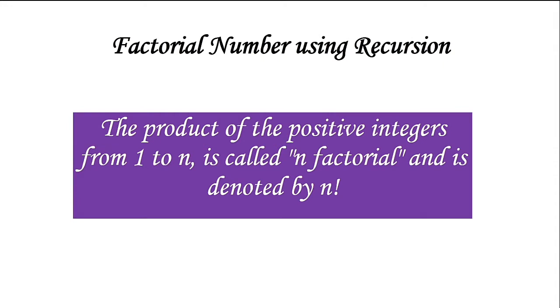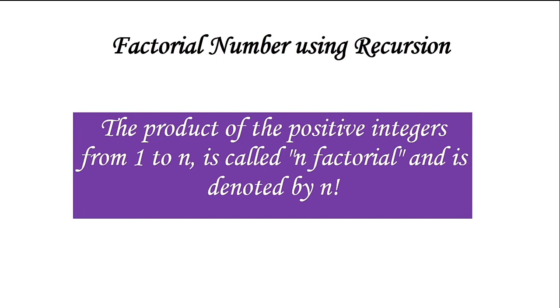So for example, factorial of a number. What do you mean by factorial of a number? The product of the positive integers from 1 to n, we can call it n factorial. For example, if I want to find out 5 factorial, it is 5 into 4 into 3 into 2 into 1. That is the solution for 5 factorial.